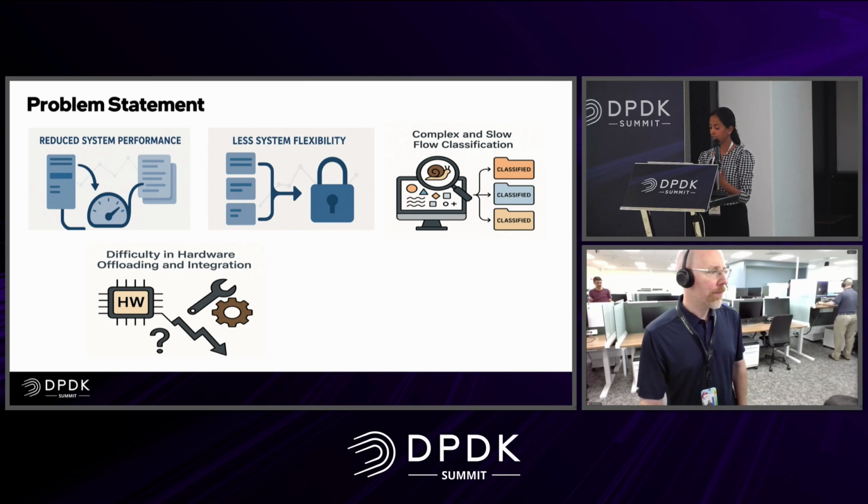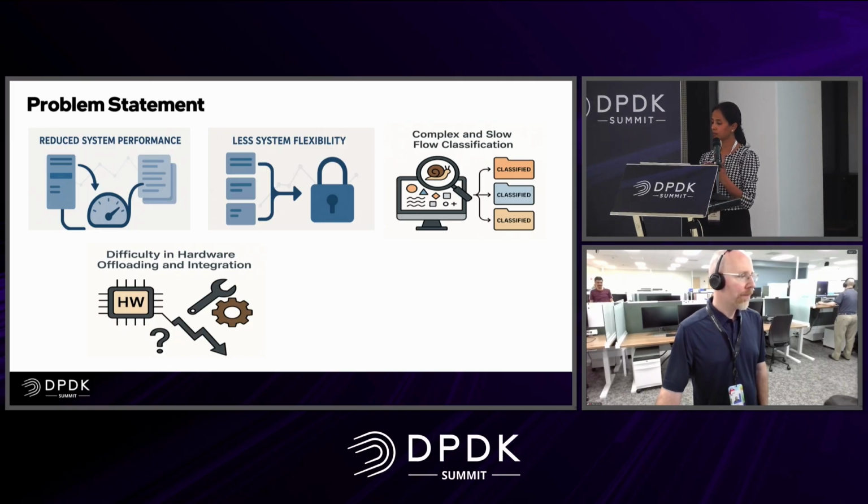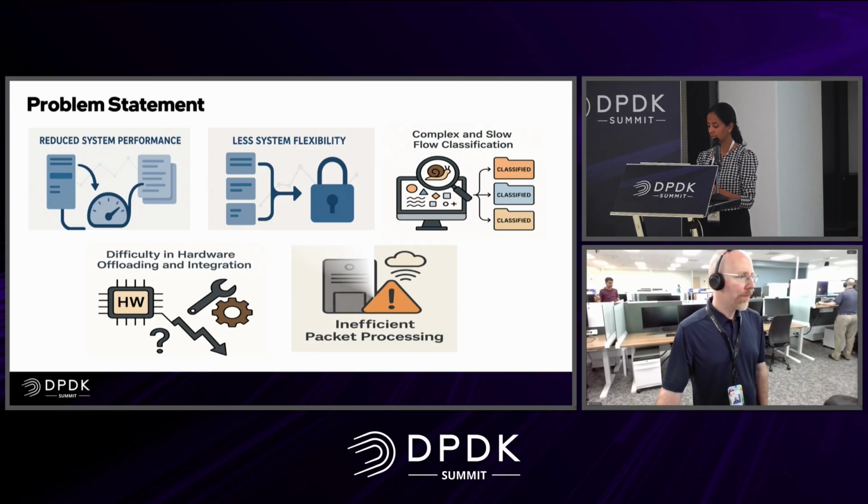The next problem is difficulty in hardware offloading and integration. If the hardware doesn't support a proper flow classification mechanism, then the software won't be able to offload those flows onto the hardware. And the last is inefficient packet processing. If your hardware doesn't support processing of the packets or flows, then you have to do everything on the CPU, and it will affect your line rate.